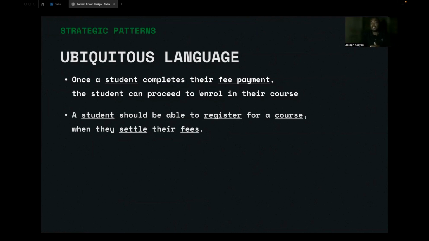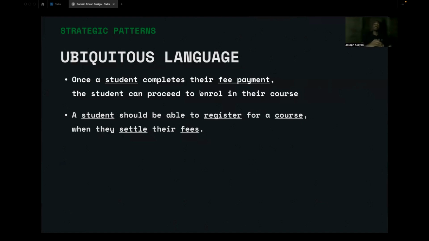Let's take a look at the second sentence. A student should be able to register for a course when they settle their fees. Now, when you take a closer look at these two sentences, you realize that they're talking about the same thing: a student being able to, say, take a course once they paid for their fees. But you can see that you are using slightly different terms, slightly different words.